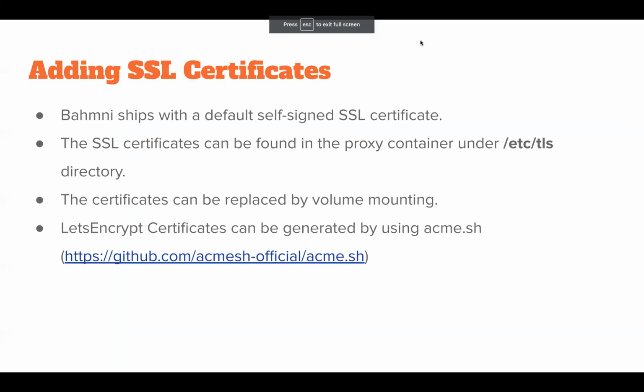So the next topic that we would like to cover is how do you add your SSL certificates to Bahmni on Docker. By default, Bahmni ships with a default self-signed SSL certificate, and the SSL certificates come pre-built in the proxy container under the /etc/tls directory. Now if you have your own set of certificates, you can replace those certificates by volume mounting.